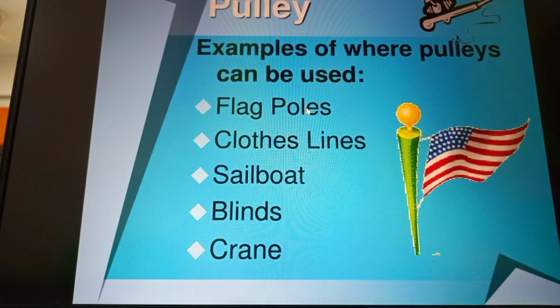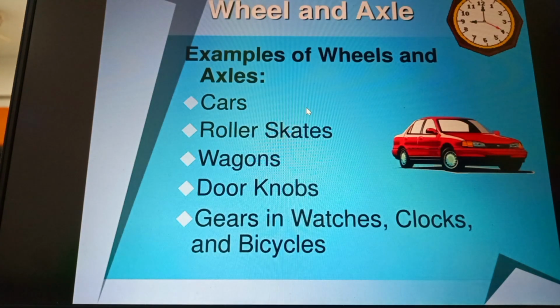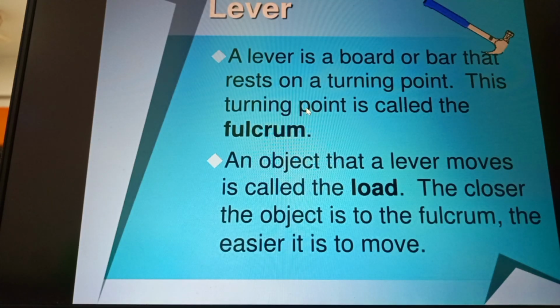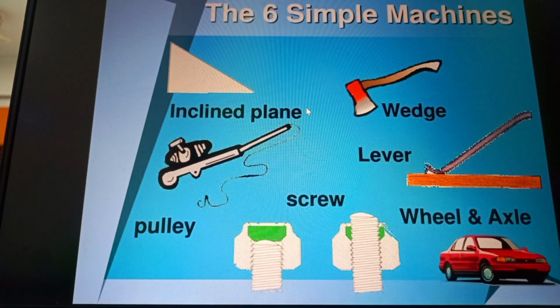What are pulleys? What are wedges? What are wheel and axles? What are levers? The screws, the inclined plane, and those are the things about the 6 simple machines that we need to know, which is very applicable for our backup support in our daily life activities.